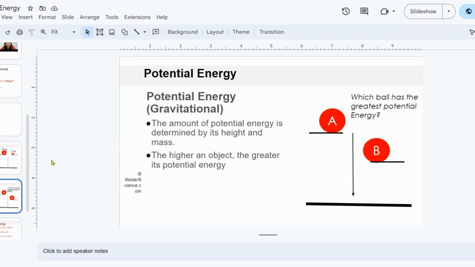Our next idea: if I change the height, if instead of being at the very tip top I'm lower or even lowest, ball A is going to have more energy than ball B because it's starting from a larger or greater height.